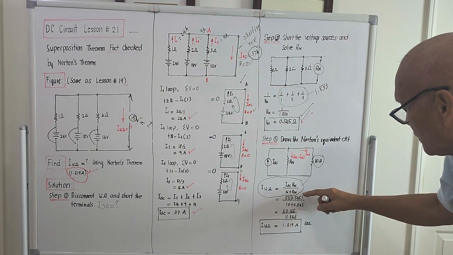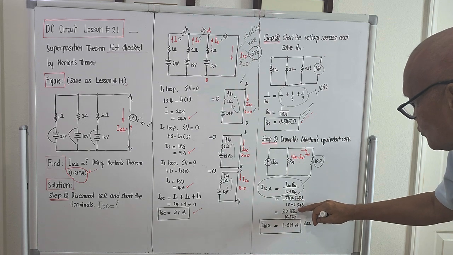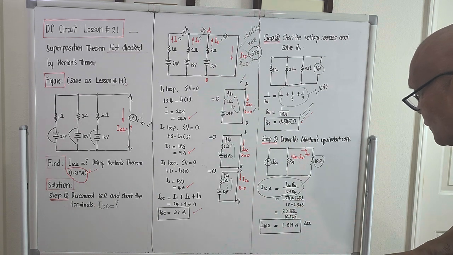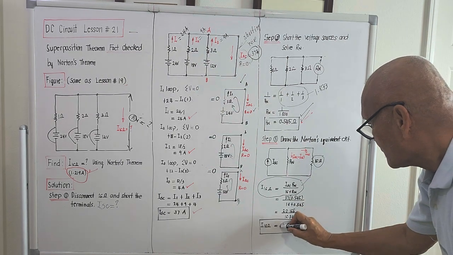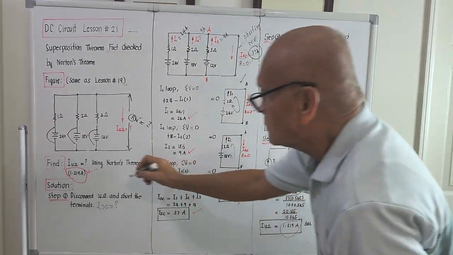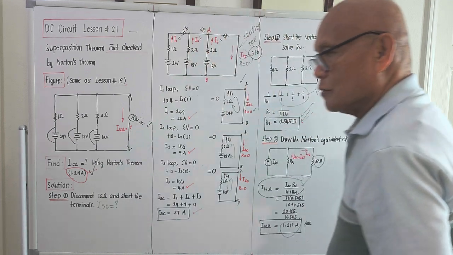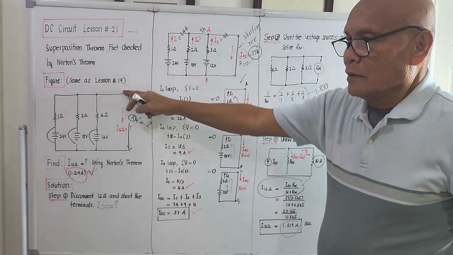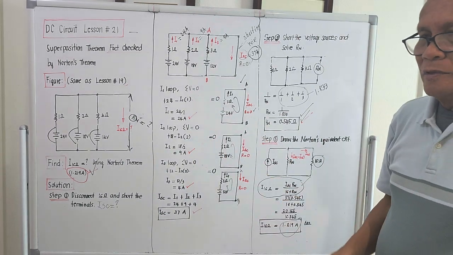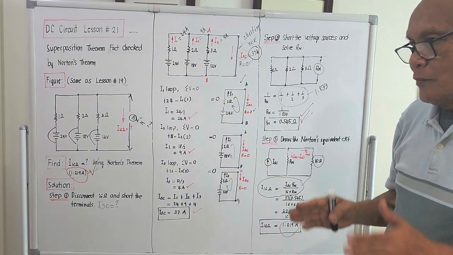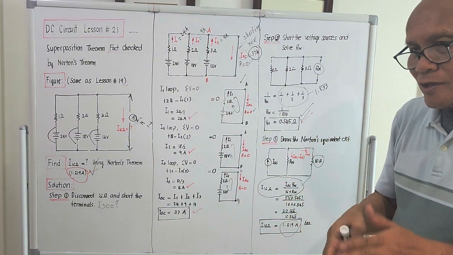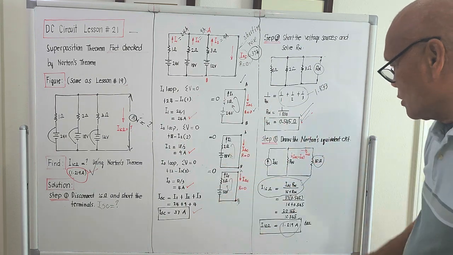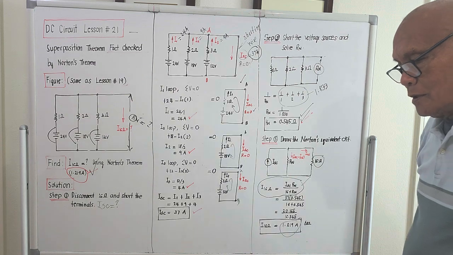This is 0.545. It's almost 1/2, right? So this is 20.165 divided by 16.545. And what comes out is 1.219 amperes. It is same as this one. So our solution on lesson number 19 using superposition theorem, the answer was correct. And we check its validity by using the Norton's theorem, and still what comes out is 1.219 amperes.